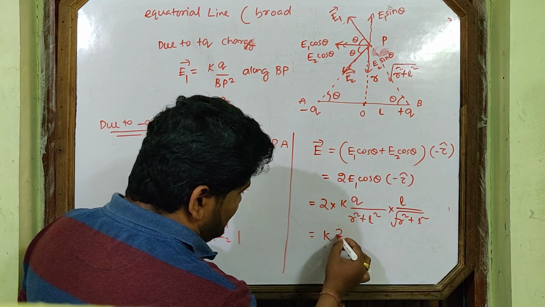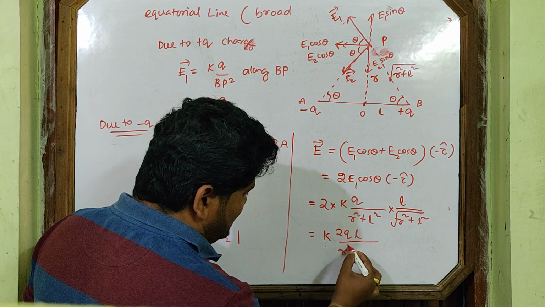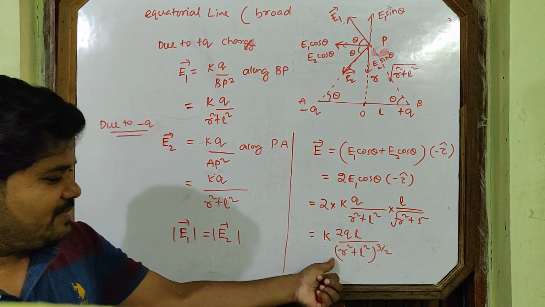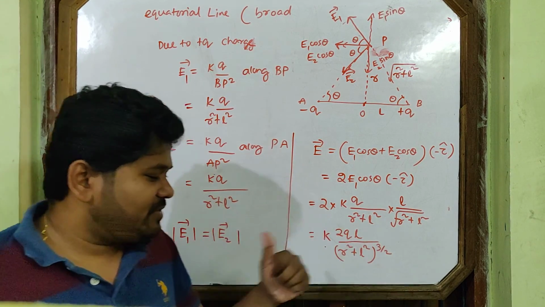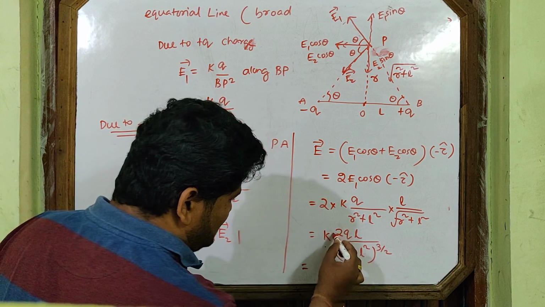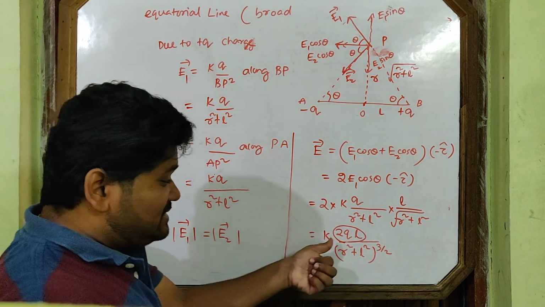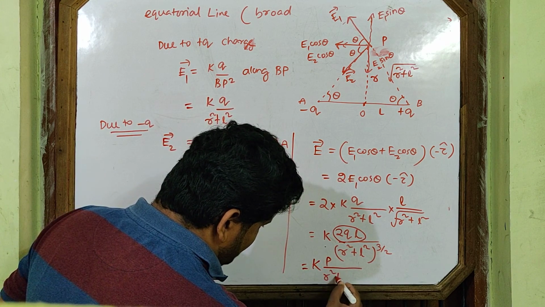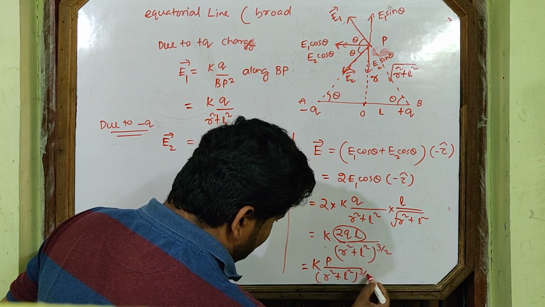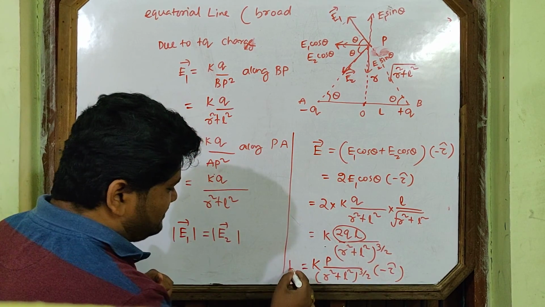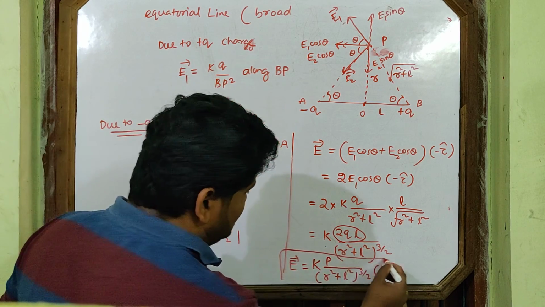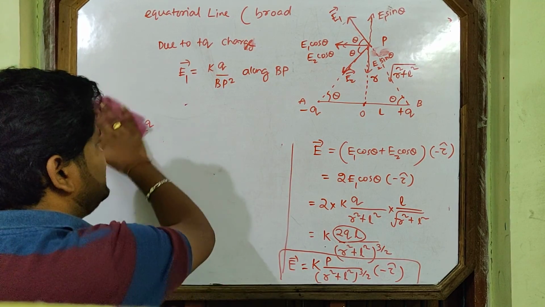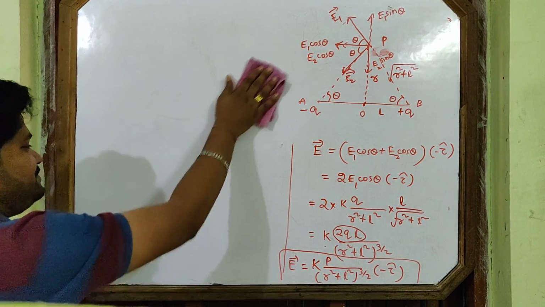So it is 2KQL by R square plus L square to the power 3 by 2. R square plus L square was to the power 1, this is half power, it becomes 3 by 2. But what is this 2QL? Dipole moment. Already we have discussed. So this is Kp by R square plus L square to the power 3 by 2, minus I cap, the resultant intensity at any point on the equatorial line due to an electric dipole.